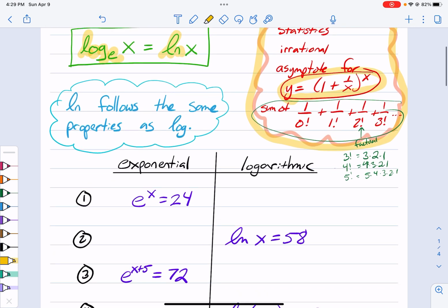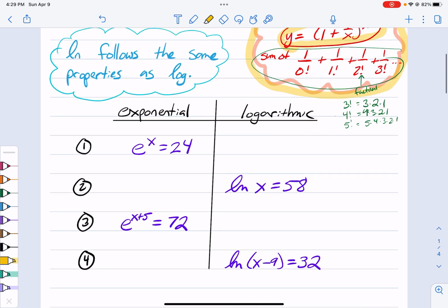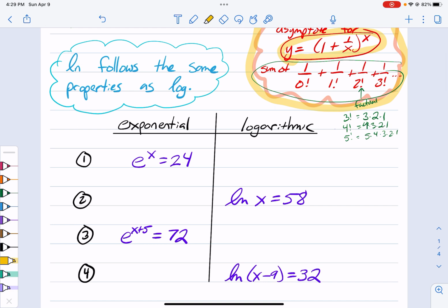So let's practice some of our rules that we've already used, but we will use them with natural logs. Create this table real quickly if you need to. Pause this. Our first one is an exponential: e to the x equals 24. If I were to change this into a log using the log loop, I would have a log with base e, because the base of my exponent is the base of my log, and it would be log base e of 24 equals x.